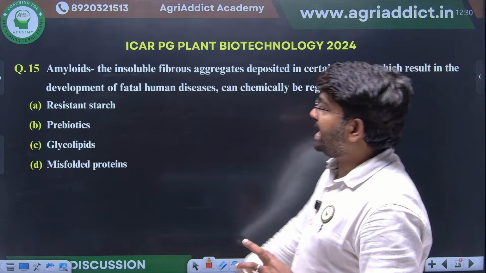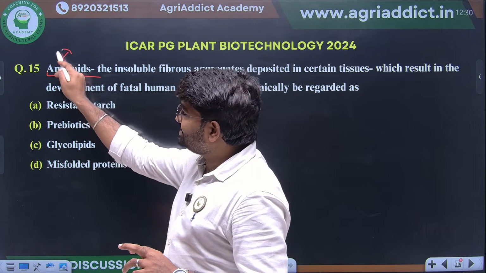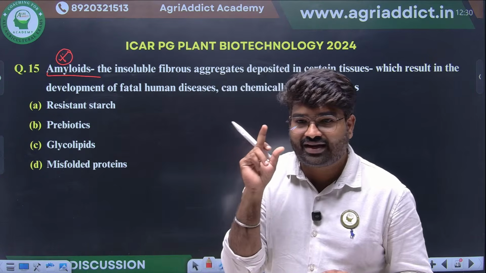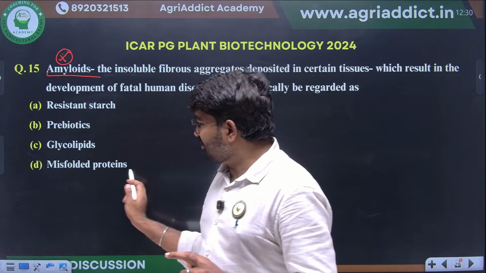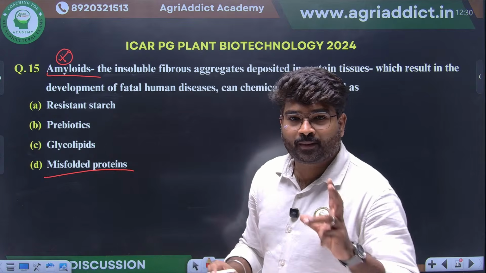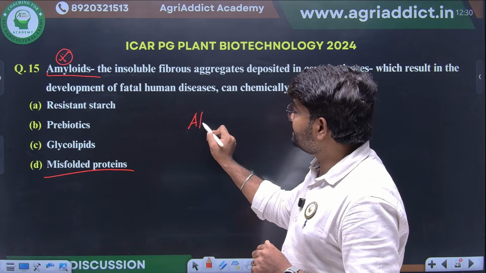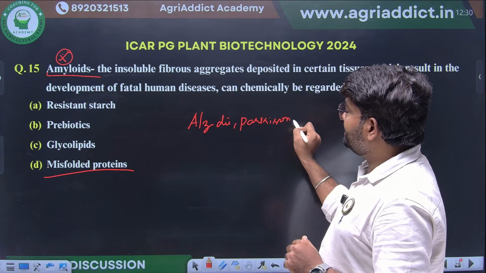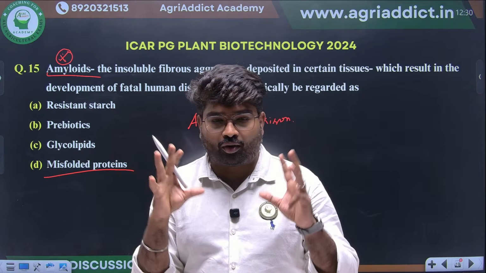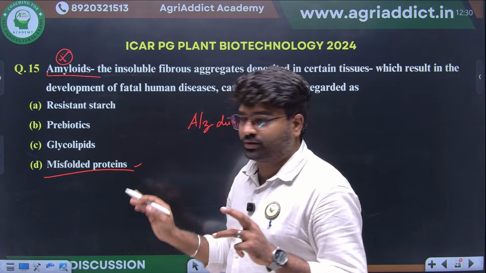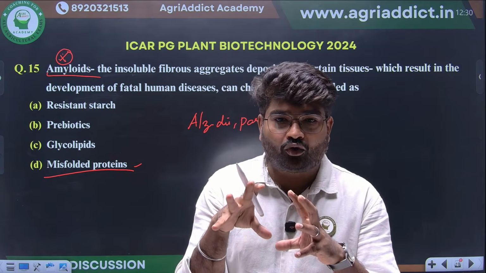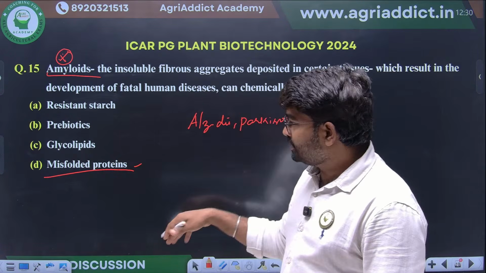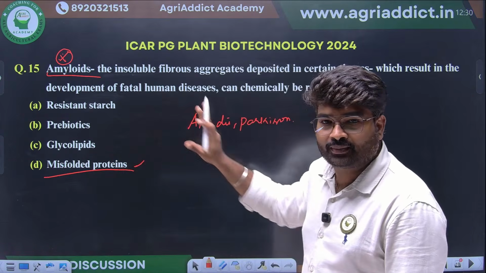Then amyloids. After hearing this word itself, you have to know what amyloids mean. These are misfolded proteins. This is very clear. What will it do? It will cause Alzheimer disease or Parkinson disease. If protein is not folded properly, that is known as a misfolded protein. If these misfolded proteins accumulate in the body, that may lead to Alzheimer disease or Parkinson disease. This is a direct question. You have to know the basics.